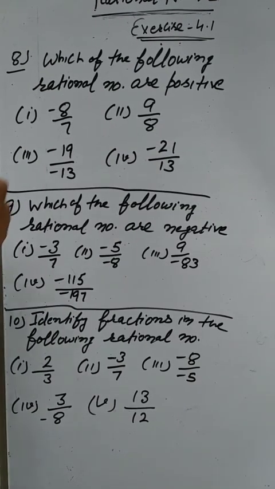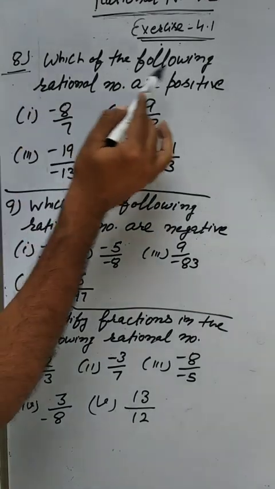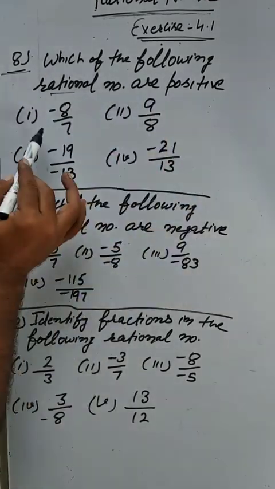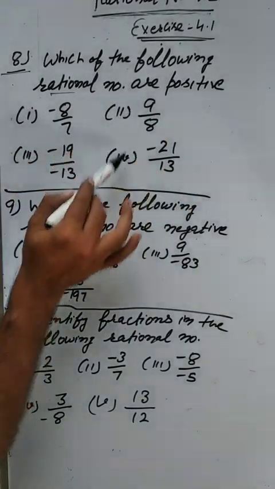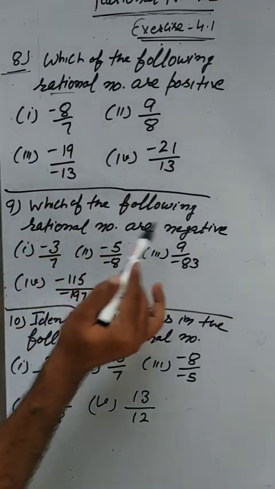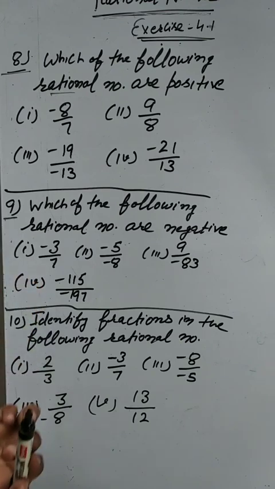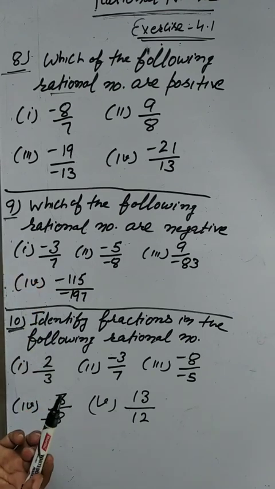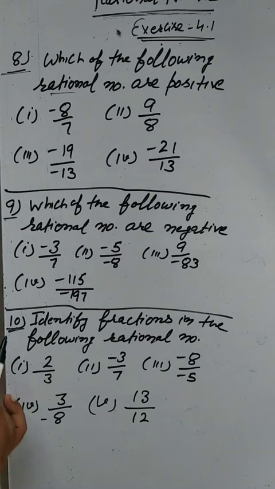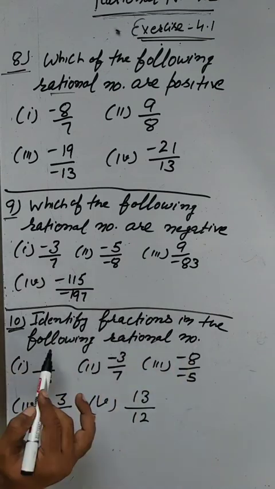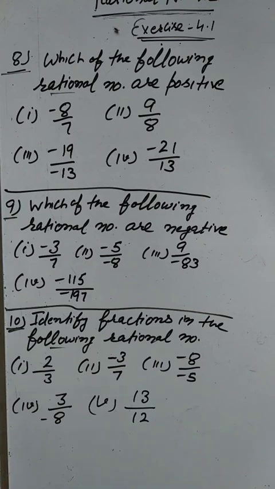Yes, beta. Your next question, question 8th. Which of the following rational numbers are positive? Means you have to identify the positive rational numbers. Which of the following rational numbers are negative? You have to identify negative rational numbers in question 9th. And question 10th, I have given to you from my side. This is not in your exercise. Identify fractions in the following rational numbers. I have explained the difference between rational numbers and fractions. You have to identify fractions from the following rational numbers.